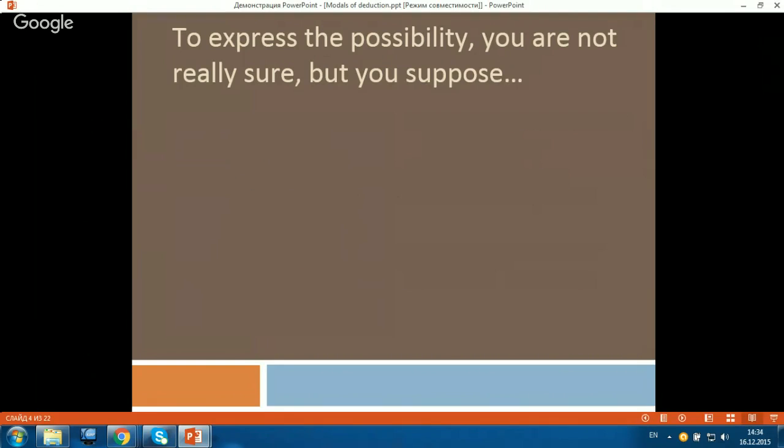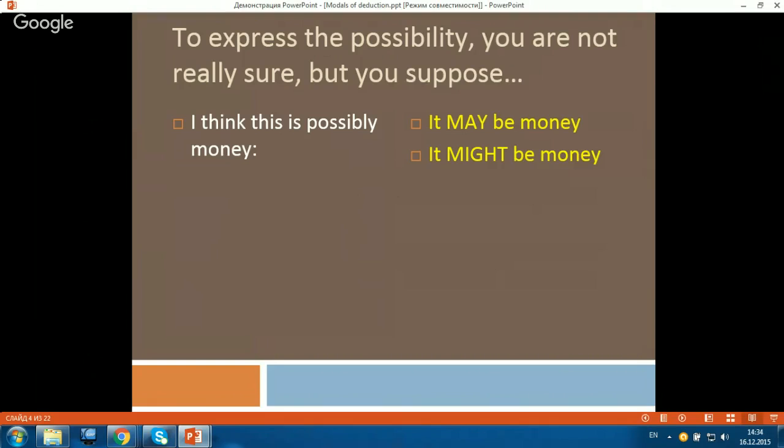To express the possibility when you are not really sure, but you suppose, you can use the following modal verbs: may, might, or could. It means, I think this is possibly money, but I don't know exactly. I'm not sure. It may be money, it might be money, or it could be money.